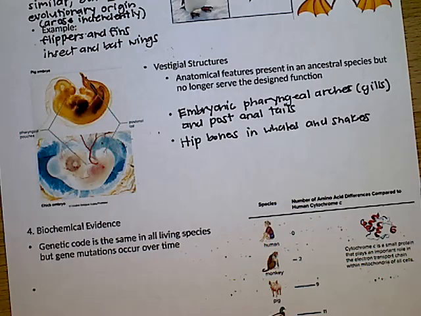Wisdom teeth are vestigial structures. We used to need to have those extra teeth to again help us chew up the different diet that we had back then, and now they're no longer necessary, and so our jaws are shrinking and we don't have room for those wisdom teeth, so we have to get them pulled out.